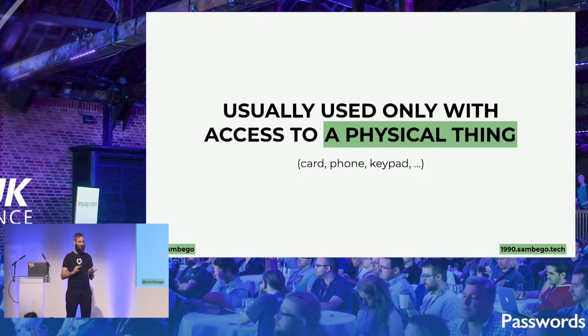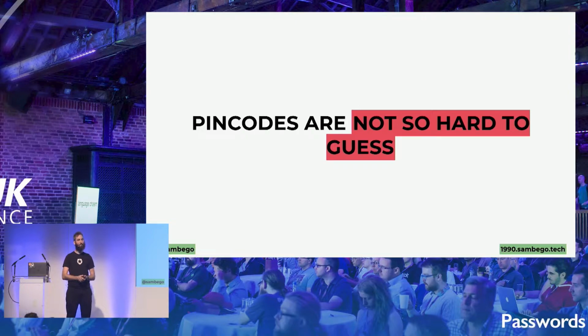Also convenient with PIN codes is that they're usually used with something physical. If you have a SIM card, you need that SIM card in combination with the PIN code. Same for your ATM card, same for the keypad next to the door of your apartment complex. A PIN code is usually used in a scenario where you have something physical mixed in with it. But because they're short, they're not so hard to guess. If they're easy to remember, they're also easy to guess. But the good thing is that usually you have two tries, three tries, and then they get blocked. So there are other ways of mitigating this risk of them not being hard to guess.